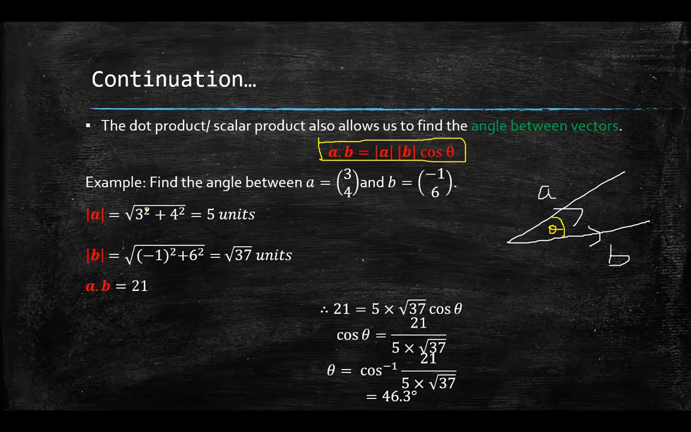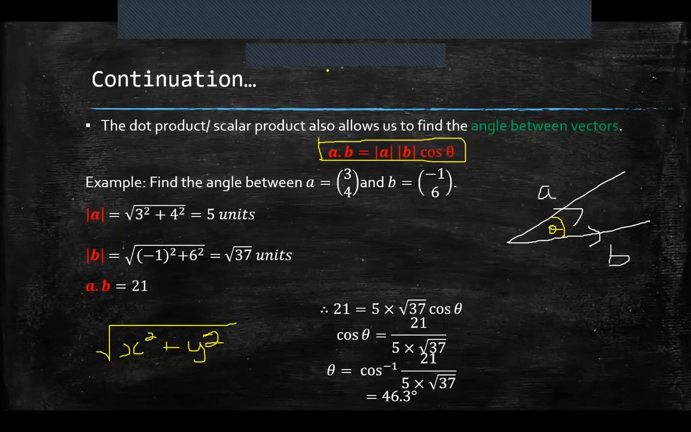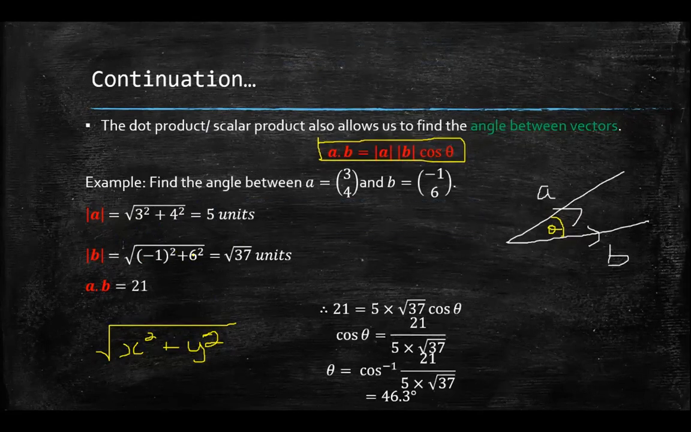So if I wanted to find the magnitude of vector A, we say the square root of the X component squared plus the Y component squared. So that's 3 squared plus 4 squared. 3 squared is 9, 4 squared is 16. 9 plus 16 is 25, right? And then the square root of 25 is 5. If I wanted to find the magnitude of B, I say minus 1 squared plus 6 squared. Minus 1 squared is 1, and 6 squared is 36. So 1 plus 36, that's the square root of 37 units, right? So that's the magnitude for A and the magnitude for B.